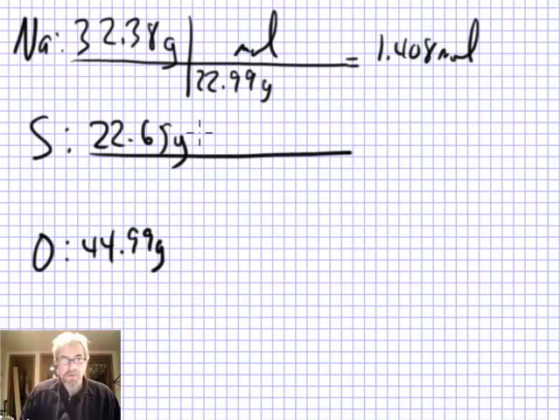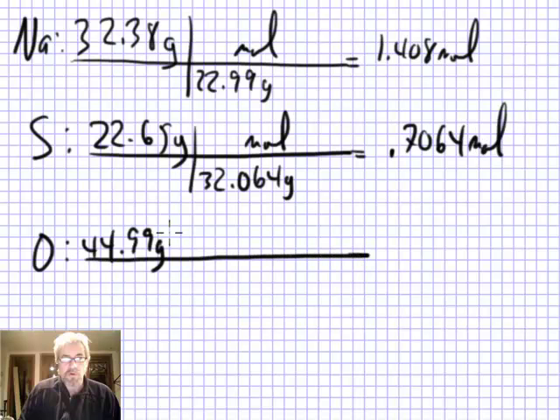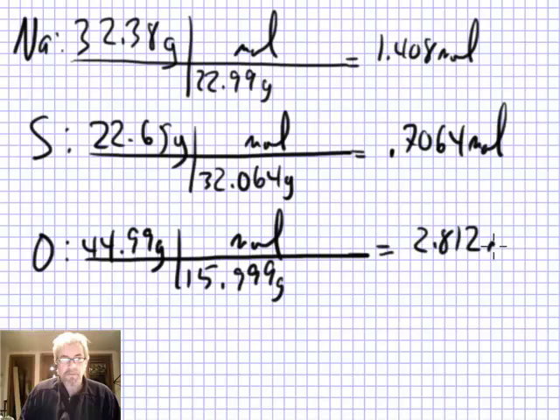Sulfur's molar mass is 32.064 grams per mole, and that works out to 0.7064 moles of sulfur in 100 grams of the compound. For oxygen, it's 15.999 grams per mole, and so in 100 grams of the compound I'd have 2.812 moles of oxygen. Next, I'm looking for the smallest mole quantity, which is the sulfur mole quantity. I'm going to divide them all by that.